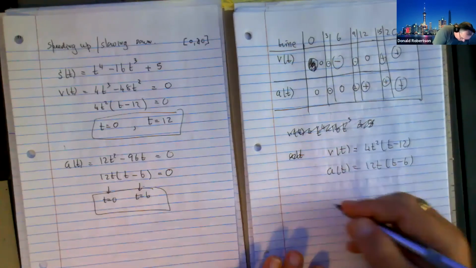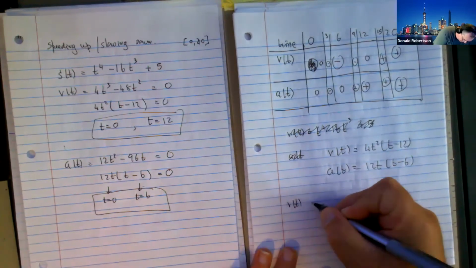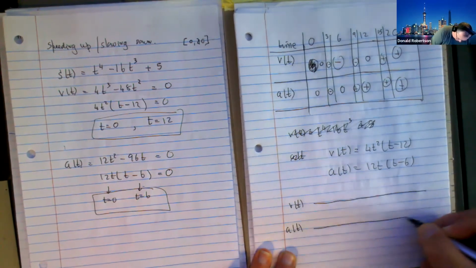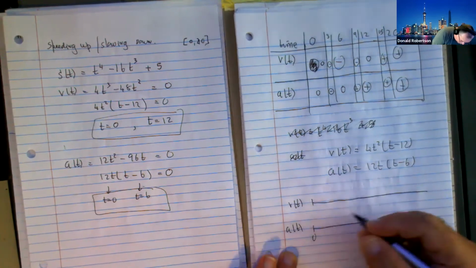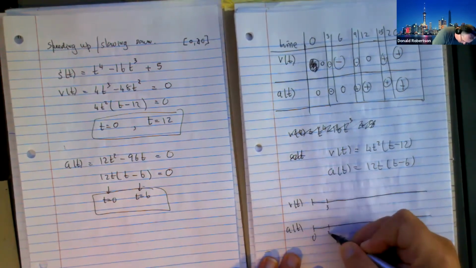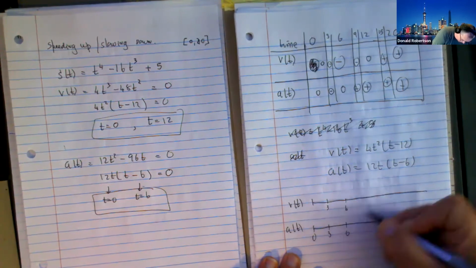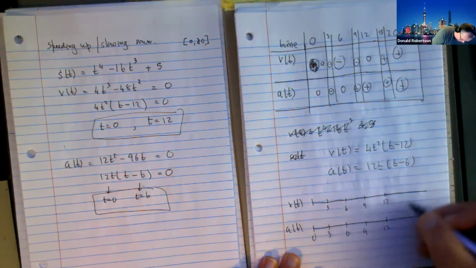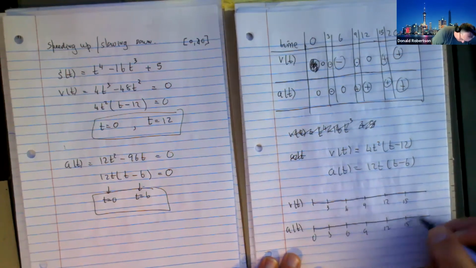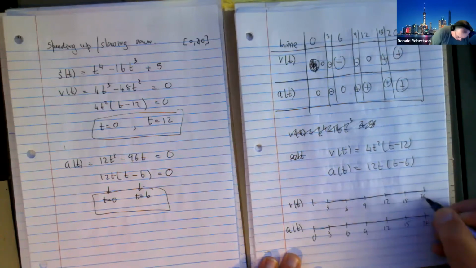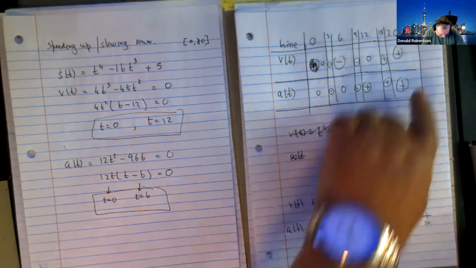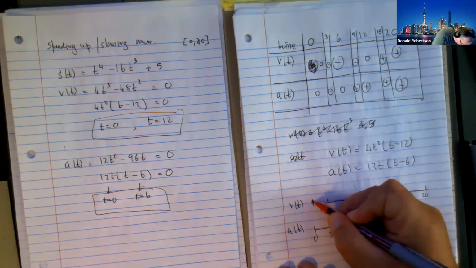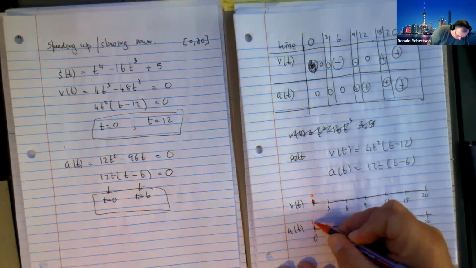Right. Now, velocity, acceleration. There's 0, there's 3, there's 6, there's 9, there's 12, there's 15, and finally, here is 20. So on these little number lines, I'm getting the data from this table. So here goes. At 0, the velocity is 0, so is acceleration.